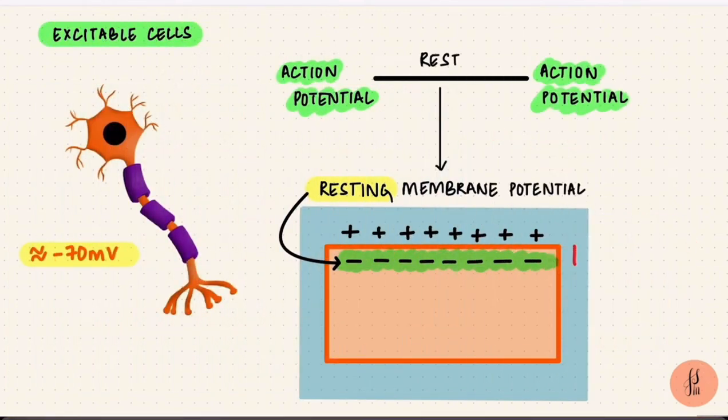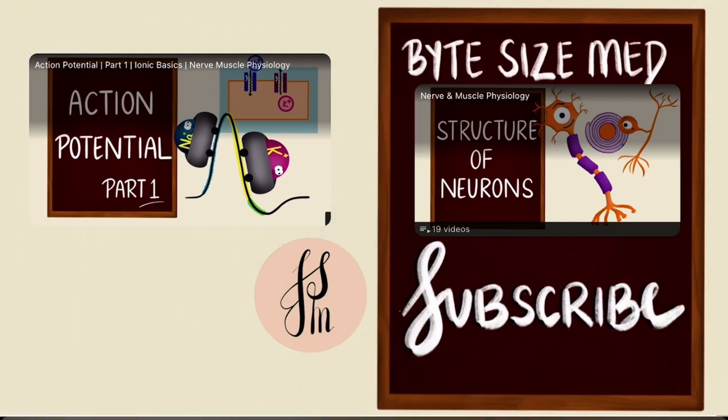Now, this charge separation makes the membrane at rest polarized. In excitable cells like nerve and muscle cells, this potential can change, creating either graded potentials or action potentials. And that is the resting membrane potential.